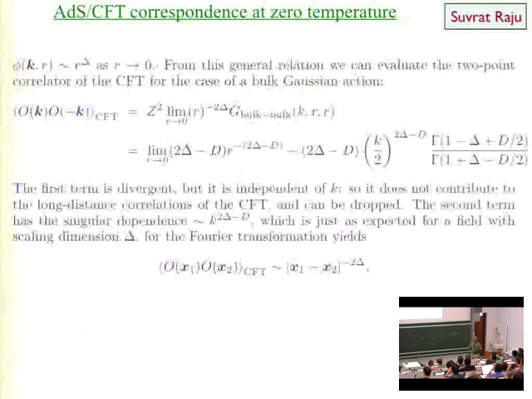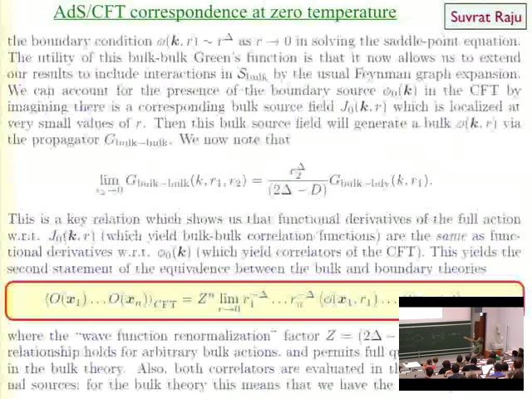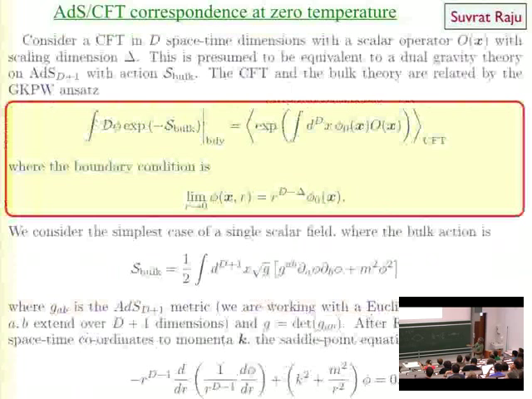But what you reproduce is the expected correlation function of a primary operator in a CFT, that it decays with the power 2 delta. Okay? So there's a lot of interesting algebra involved here, solution of a differential equation. But the main thing to keep in mind is that from this rule, relating the correlation functions of the CFT to the action of the gravitational theory, you can get the two-point correlation function of any operator O, and it turns out to be equal to this.